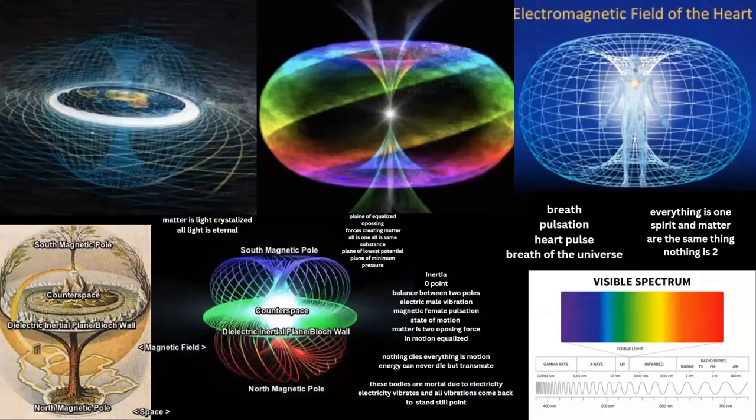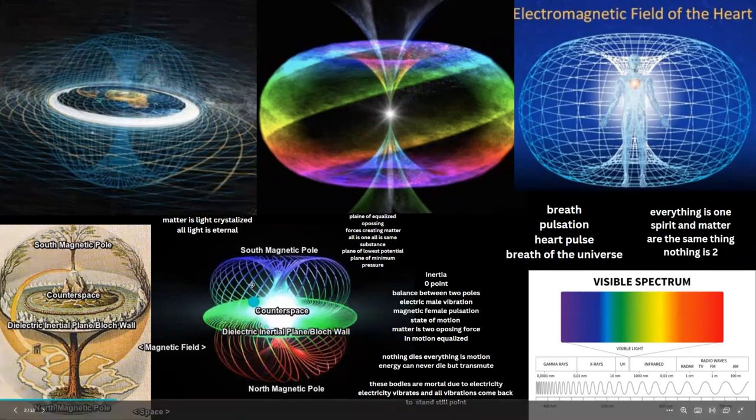So everything's torus fields. The Earth's a torus field. Everything's torus, which is an electromagnetic field, electric and magnetic. The center of the torus field is where the two opposing forces meet in the center. And this is what creates the plane of inertia, the dielectric plane of inertia. Okay? You've got red shift, blue shift, positive, negative, south and north pole, right?